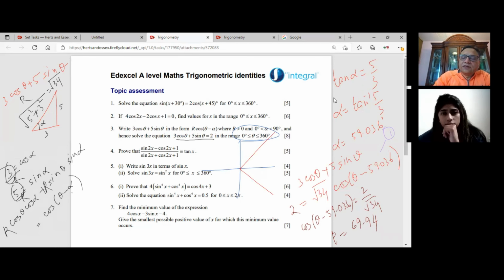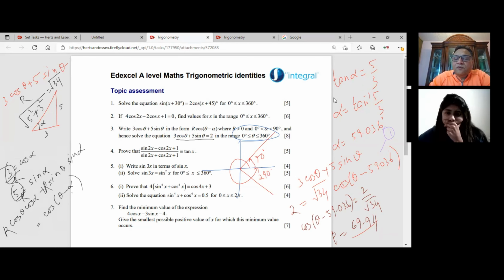So the related acute angle is 69.94, let's say 70 degrees for now. You could use 69.94, and we have the other one as 360 minus 70, which is 290 degrees, correct? I'm just rounding it.